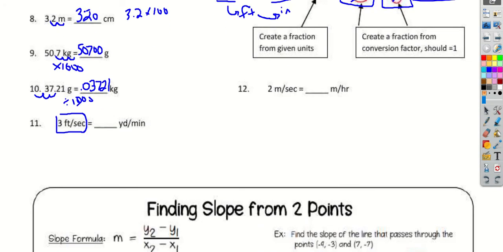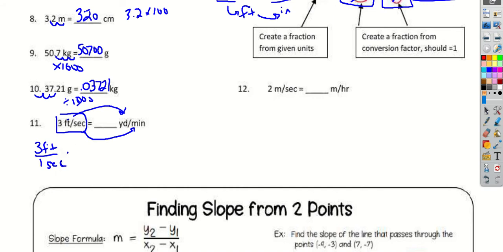This doesn't come up a lot in the exam, but I just want to make sure we kind of cover it here. So I want to take 3 feet per second, and I want to turn it into yards per minute. So what we're going to do is convert feet into yards, which is pretty simple, and seconds into minutes. So we're going to take 3 feet, and it's per, so it's over 1 second. And I want to convert this into yards per minute. So let's do feet into yards first.